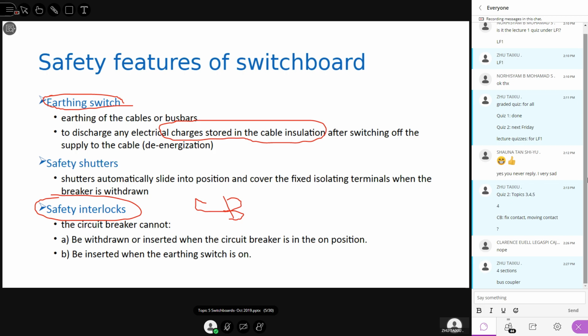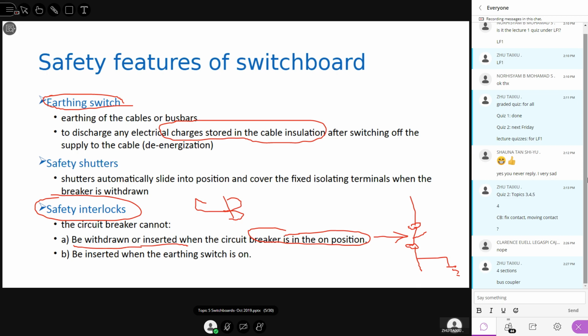What is the function? Basically, it goes like this. The circuit breaker cannot be withdrawn or inserted when the circuit breaker is in on condition. That means the circuit breaker is closed, so you cannot take it out. That's one of the safety interlocks. Then the circuit breaker cannot be inserted when the earthing switch is on.